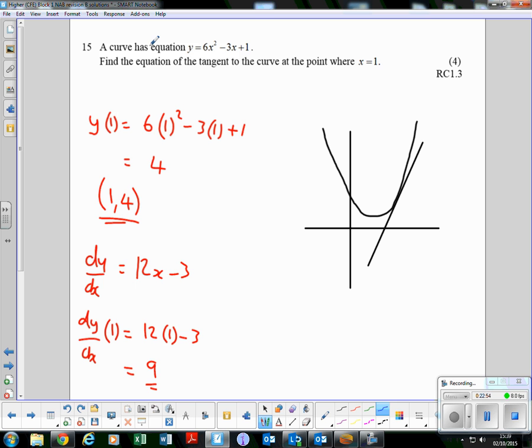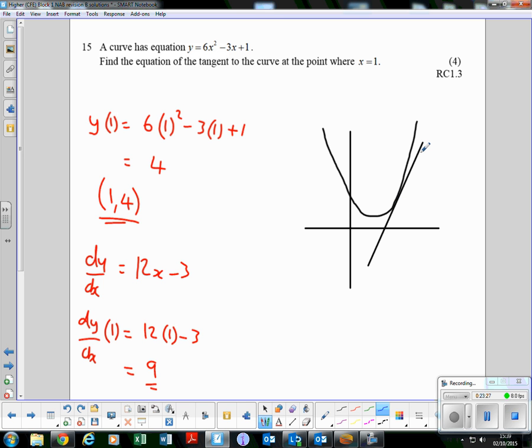A curve has this equation. Find the equation of the tangent to the curve at the point where x equals 1. So I've drawn a little diagram to explain this because this question came up a few times from pupils who required a bit of assistance. So I've drawn a curve that might look like this. I certainly know it's a quadratic. I certainly know it's positive because it's 6x squared. Find the equation of the tangent to the curve at the point where x equals 1. So a tangent to a curve is a straight line which just touches a curve but does not cross it.